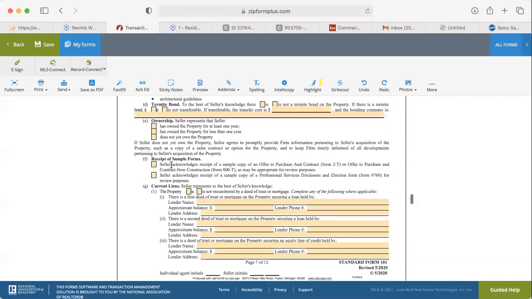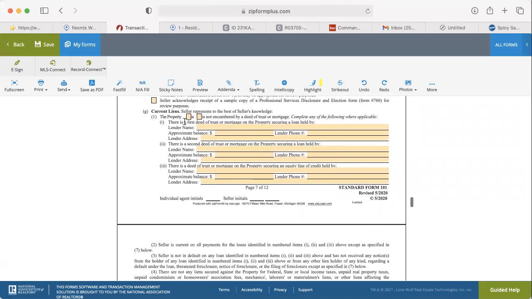F talks about receipt of sample forms. So the seller here just acknowledges they received a copy of an offer to purchase and contract sample form or a professional services disclosure sample form. You don't have to give them one. This just says if you do give them one, have them acknowledge it, but you don't have to.